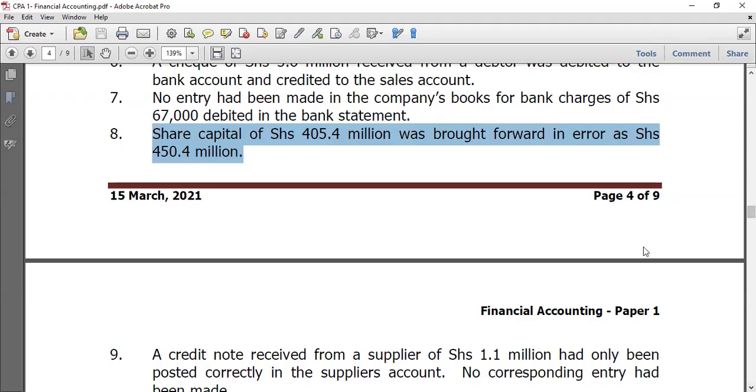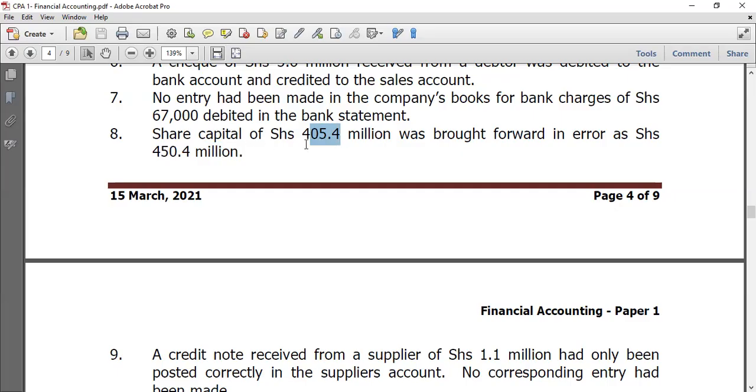So if they are telling us that share capital of 405.4 million was brought forward in error as 540, what we are basically going to do is, remember, they brought forward a higher figure. So ideally, we have a higher figure on the credit side of our trial balance compared to the 405 that should actually be on the credit side. We have a higher figure.